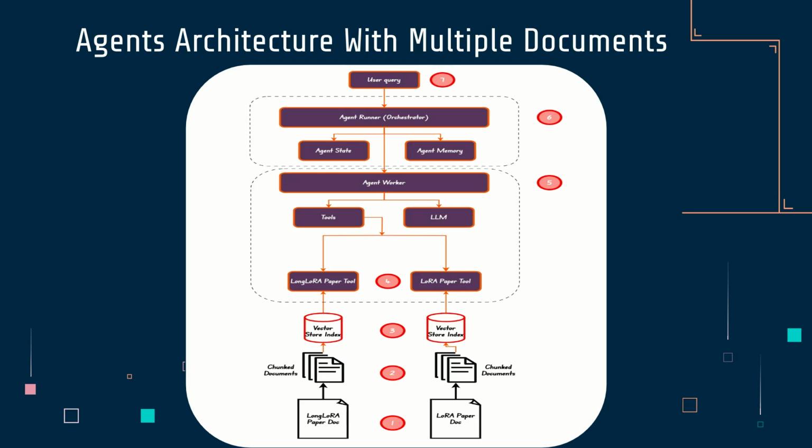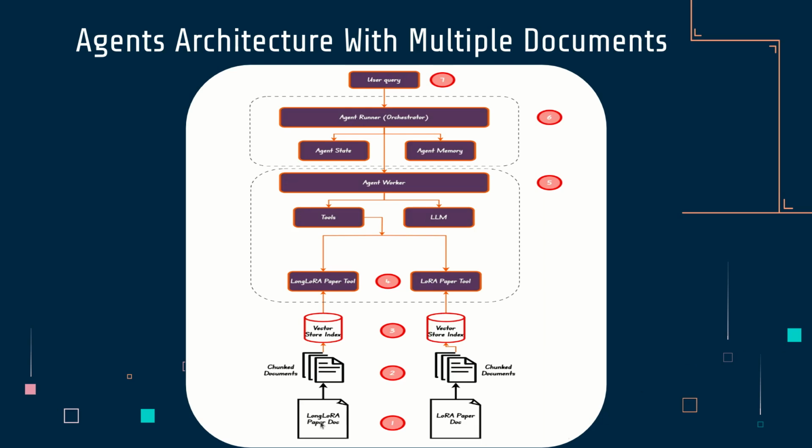Based on the user question, we need to pick a tool, right? Either pick the LoRa paper, which can be used to answer the user's question, or the LongLoRa paper, which can be used to answer the user's question. So depending on the question, the agent is directed towards the tool which is most appropriate to answer that specific query.